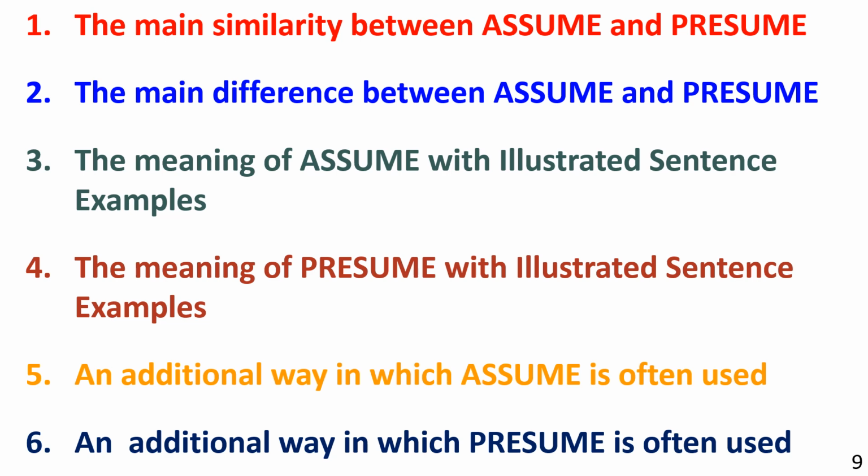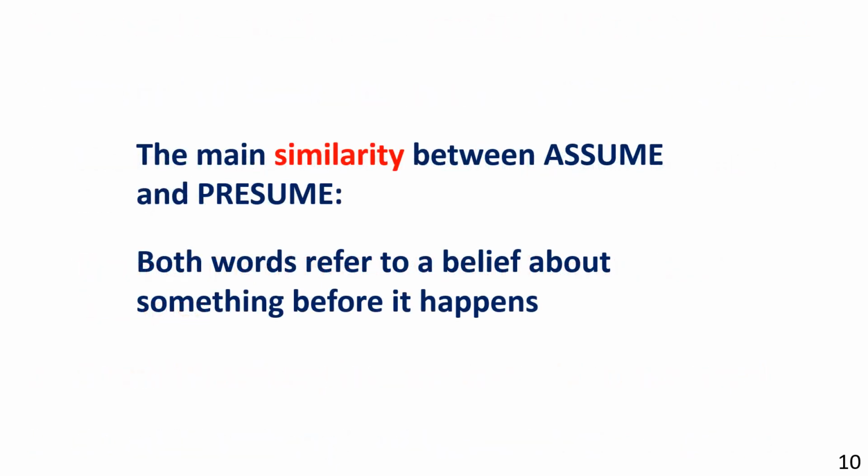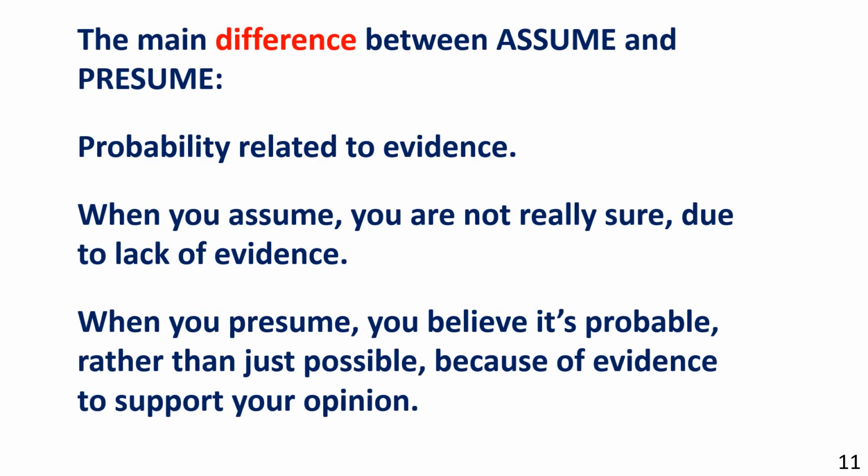So, let's start with the main similarity between assume and presume. Both words refer to a belief about something before it happens. And now, the main difference between assume and presume. Probability related to evidence. When you assume, you're not really sure due to lack of evidence. When you presume, you believe it's probable rather than just possible because of evidence to support your opinion.